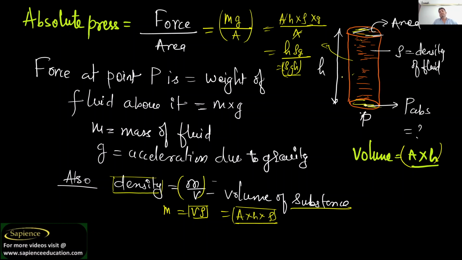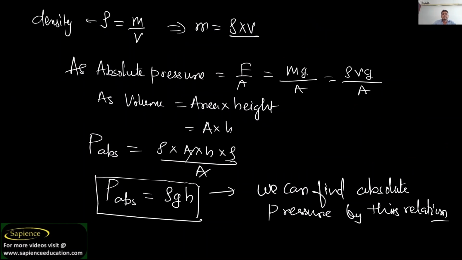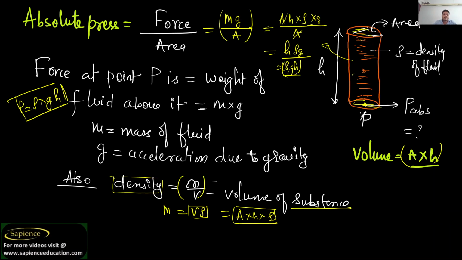So from here we have got the relation for absolute pressure. If you want to find pressure, you need to find the density of the fluid. See here, if you want to find the pressure at a point P at a depth h, you need the density of the fluid which is responsible for that pressure, into acceleration due to gravity, and the height of the column. The more the height, the more the pressure. So I hope you have understood how to find absolute pressure, right? This is what I have also derived here.